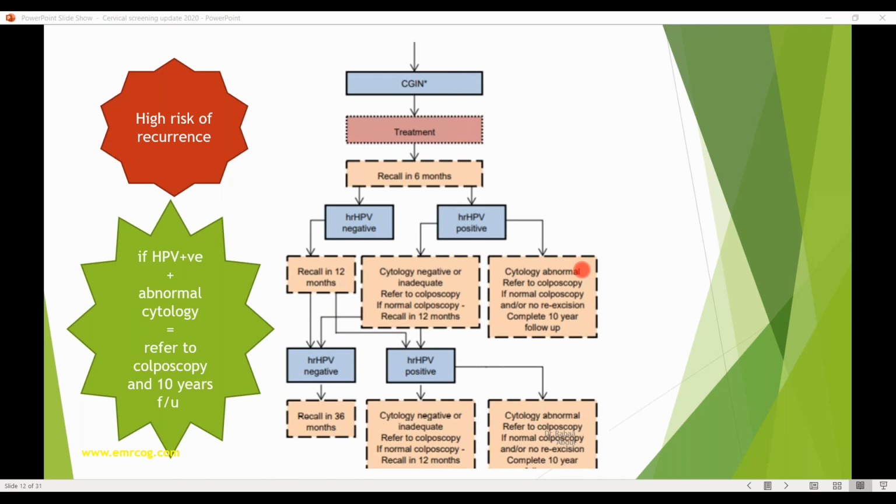So again, this part. What are you saying, doctor? What I say is the important rule in treated CGIN. The patient will have a test of cure. At any point of her follow-up, if she had HPV positive, you will do a reflex cytology. If her reflex cytology is abnormal, what shall you do? You will refer to colposcopy. After colposcopy, you have to complete 10 years of follow-up.